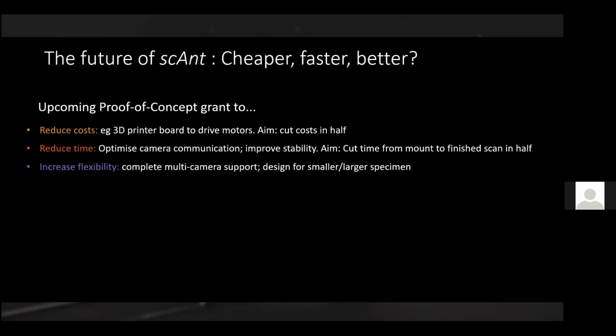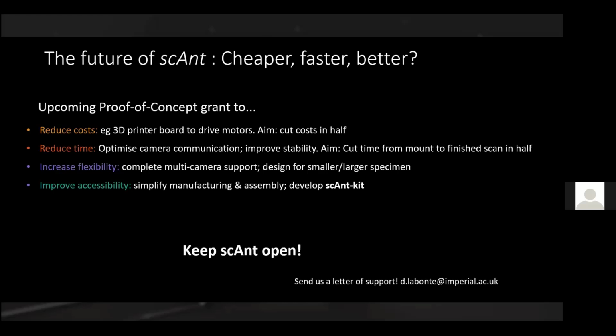We want to increase flexibility, add support for more cameras, and provide design options for smaller and larger specimens. And we want to improve accessibility, simplify the manufacturing process and the assembly process, and develop a scan kit similar to 3D printer kits that exist, for example, for Prusa, so that you would receive the parts and just have to do the assembly. And hopefully a simpler assembly process without soldering, etc. We are committed to keeping scAnt open, so we have no interest in closing any of this off.